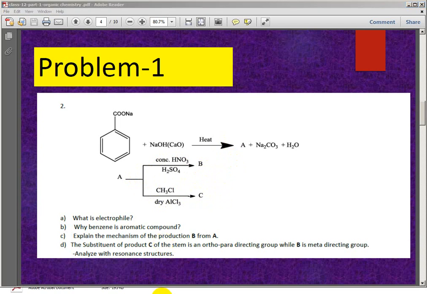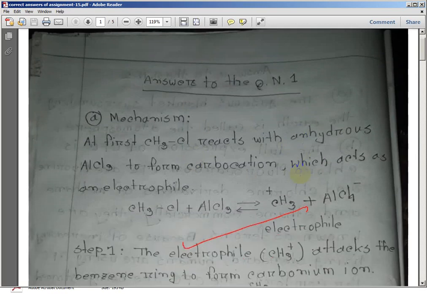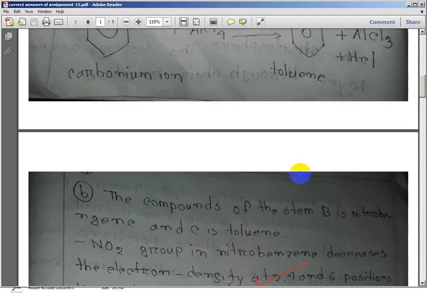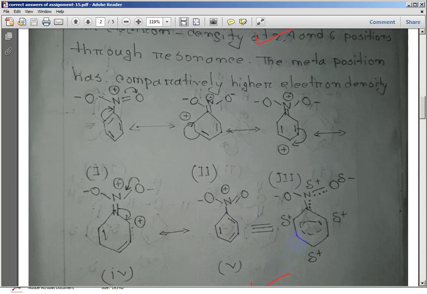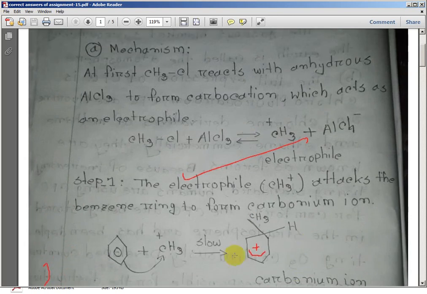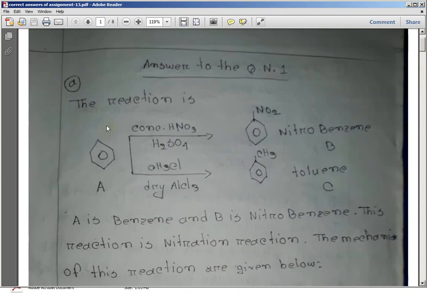You may not understand because I am taking this class very fast. Here, my student completes this reaction. She didn't explain. When benzene undergoes nitration, nitrobenzene is formed. So the B compound is nitrobenzene, and when alkylation occurs on benzene, toluene is formed. This is alkylation.